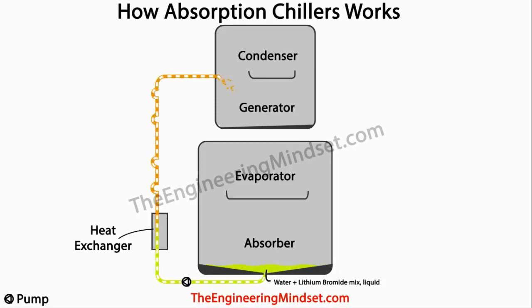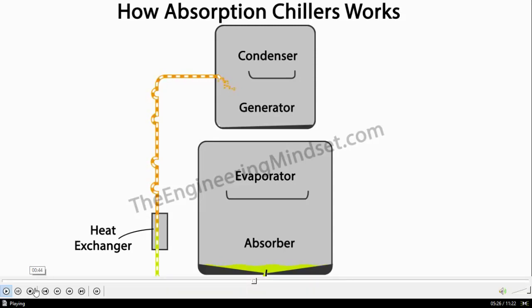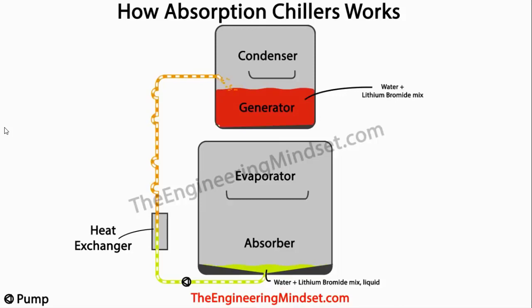So first of all, a mixture of around 60% lithium bromide and 40% water is pumped from the absorber through the heat exchanger and then rises up and pours into the generator tank at the top of the chiller. Now this line is often referred to as the weak solution line, and that is because the lithium bromide is mixed with the water, so it's a weak solution. The generator then fills up with this mixture of lithium bromide and water, creating a reservoir.